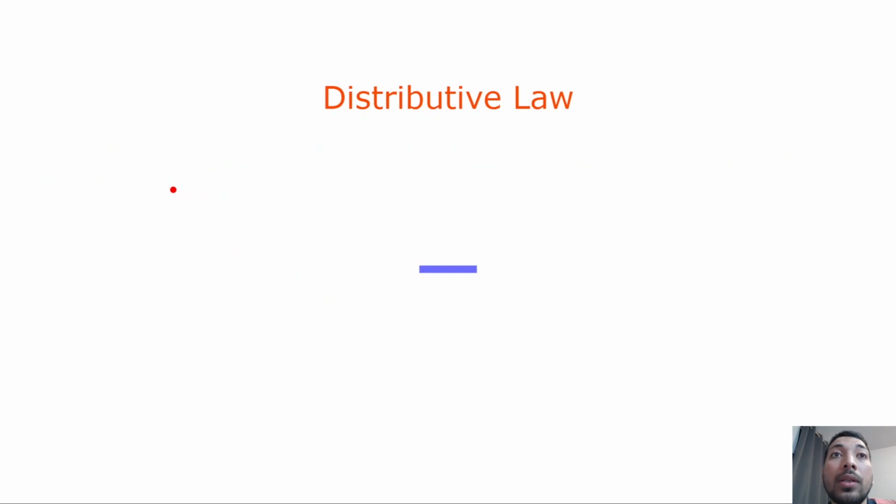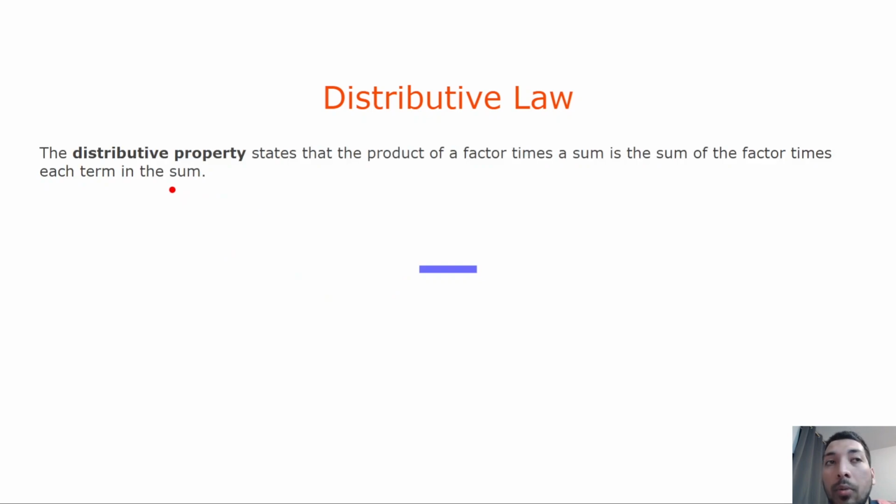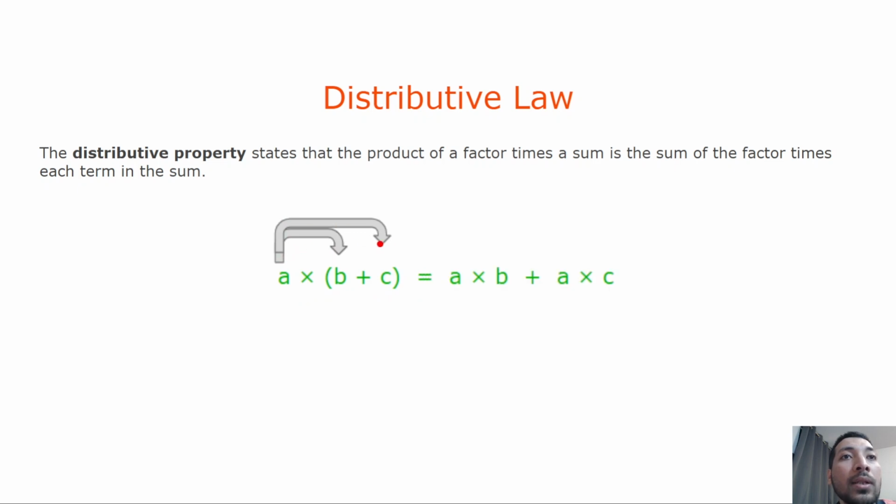Up next, we have the distributive law. The distributive property states that the product of a factor times a sum is the sum of the factor times each term in the sum. Let me explain this with an example. If we have a sum b plus c and we want to multiply a with this sum, this is what we call the distribution. To distribute this, we distribute a with b and also a with c. So we have a times b plus a times c.